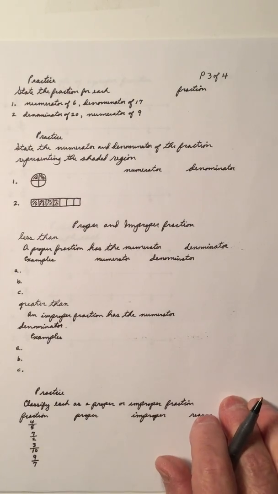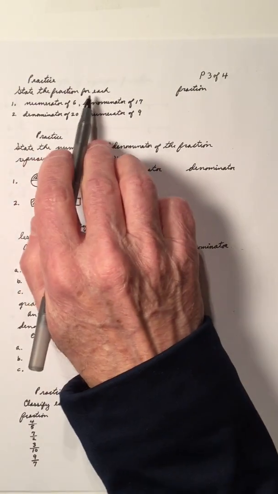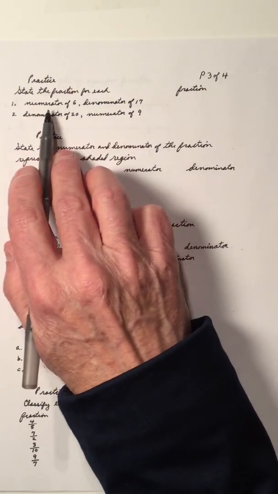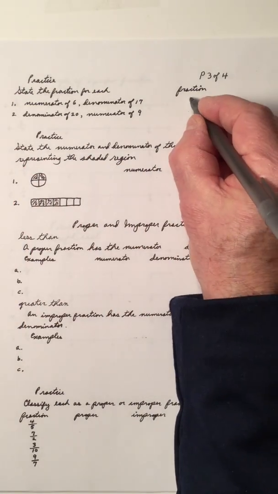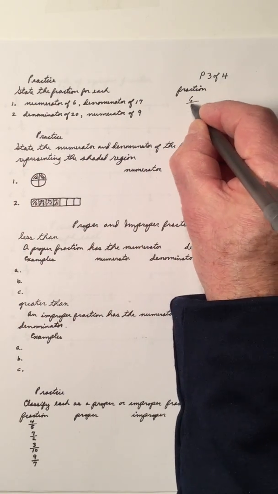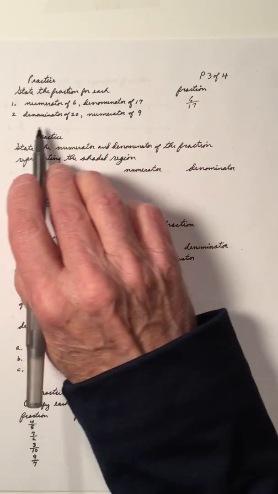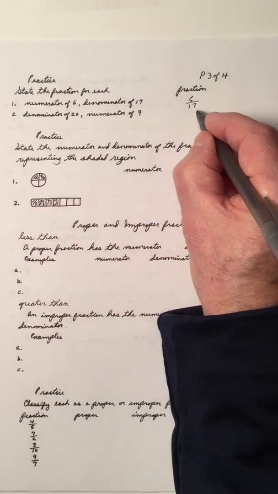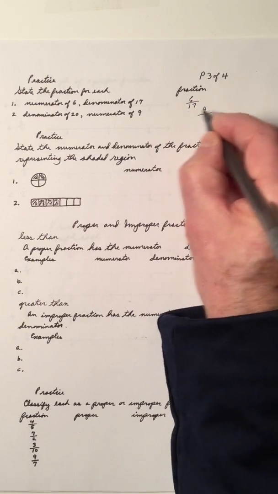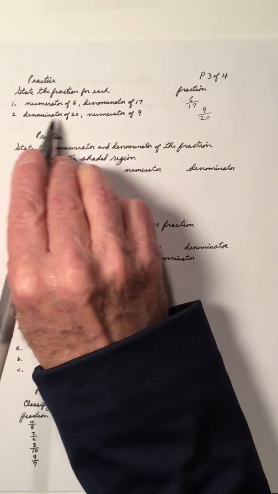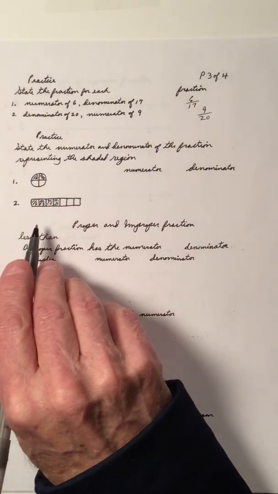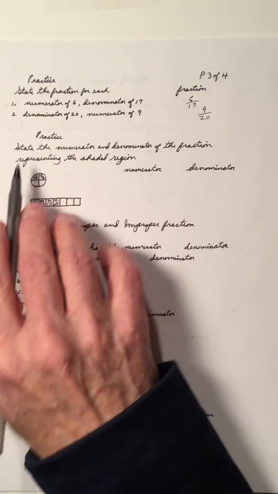Let's do practice. State the fraction for each. The numerator is on the top, the denominator is on the bottom. So 6 is on top, 17 on the bottom. Numerator is on the top, so the numerator is 9, denominator is 20. So the denominator goes on the bottom, the numerator goes on the top. Let's do some more practice.